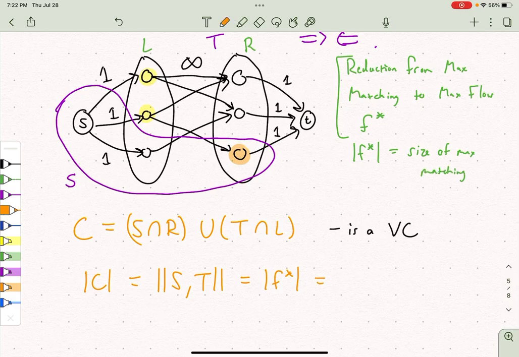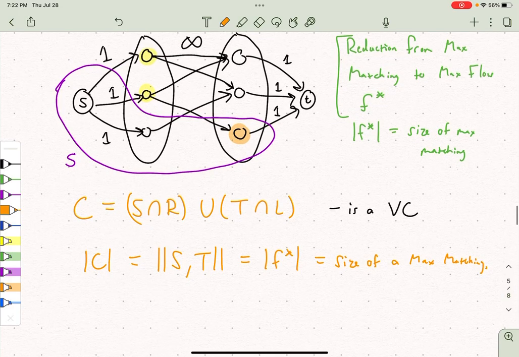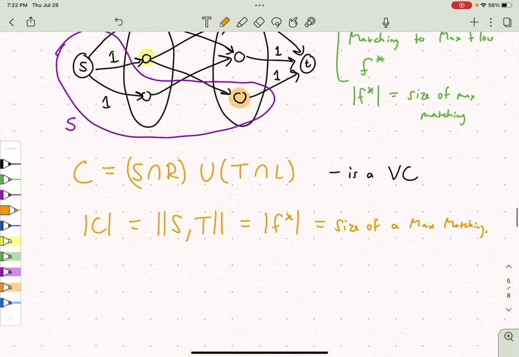And this equals the size of a max matching. Okay, so again here, this then proves exactly what we wanted, that given a maximum matching, we can find a vertex cover of size at most that. So in particular, this is a specific cover, so the min vertex cover size is at most that, and so min vertex cover size is at most the size of a maximum matching.